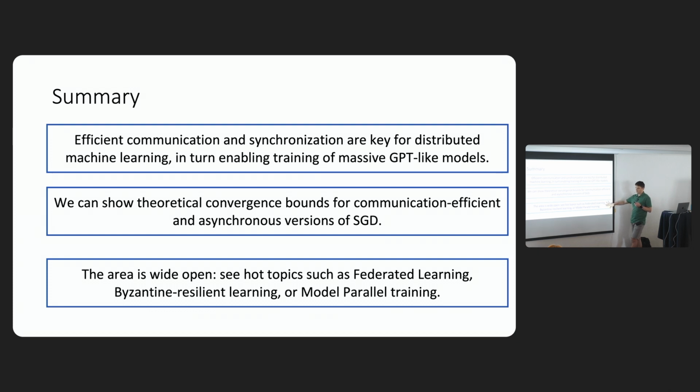For those of you who are interested in doing research in this area, I think it's a wide open area. There are hot topics like federated learning, which applies a lot of this communication reduction stuff, and Byzantine resilient learning, where I think there's a recent book out by Rachid Guerraoui and co-authors. There's also some interesting stuff I can share separately on model parallel training, in a setup where the model itself has to be split among multiple nodes. This creates a lot of additional issues.